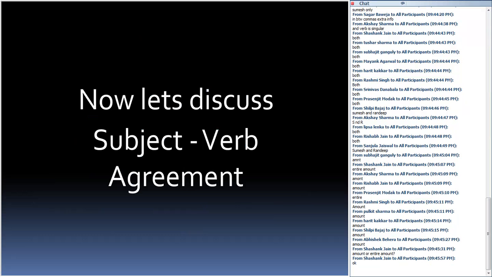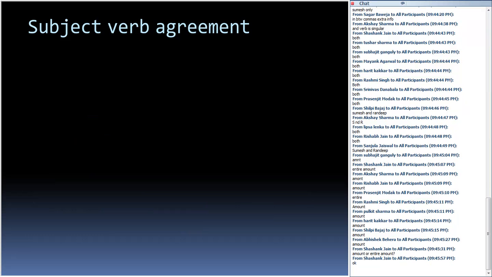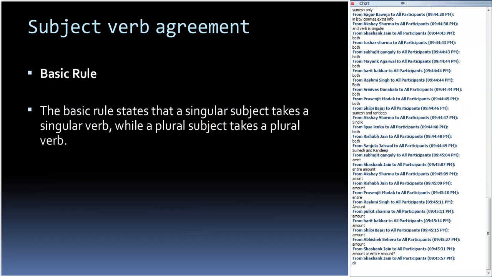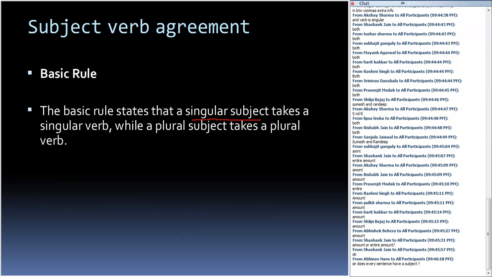Fine. So now that you know some basics, let's talk about subject verb agreement. The very basic rule is that if there is a singular subject, then you should use a singular verb. If there is a plural subject, you should use a plural verb. Okay. Abhinav, you are saying, does every sentence have a subject? Every sentence should have a subject, Abhinav. Some people are in the habit of writing in such a manner that they believe that subject is implied.